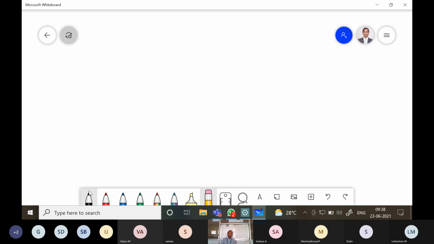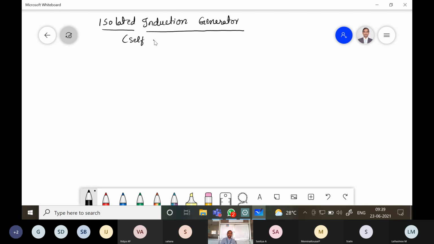Isolated induction generator. This is also called a self-excited induction generator. In the previous case, the excitation is taken from another source, that is, another synchronous machine. So in this case, it is self-excitation of the induction generator. So that diagram we are going to discuss.